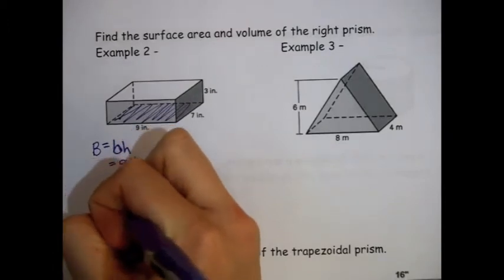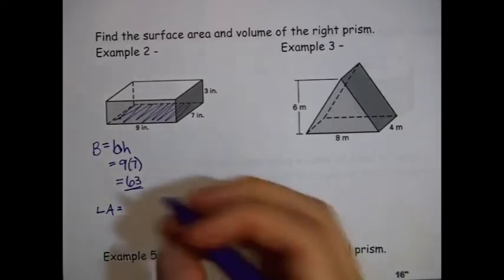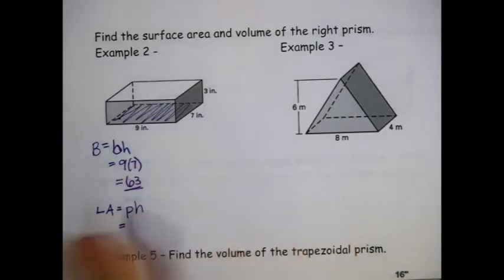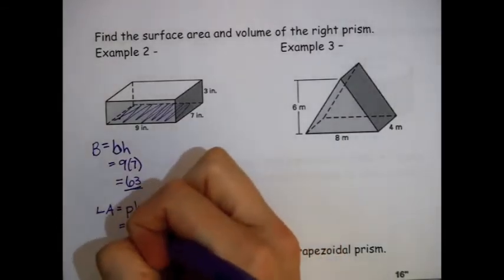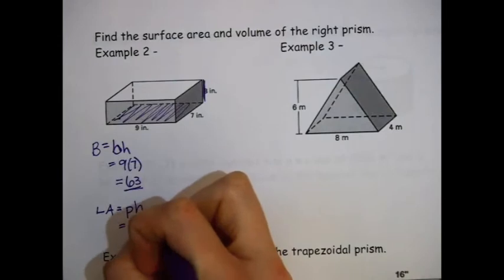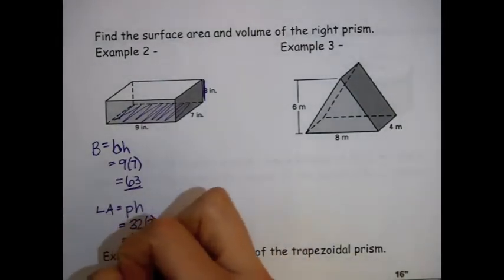I need to find my lateral area. My lateral area of a prism is the perimeter of the base times the height, which is 9 plus 9 plus 7 plus 7, which is 32, times my height overall, which is 3, and that gives me 96.